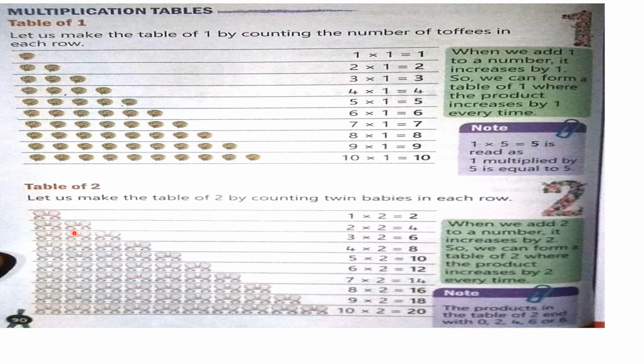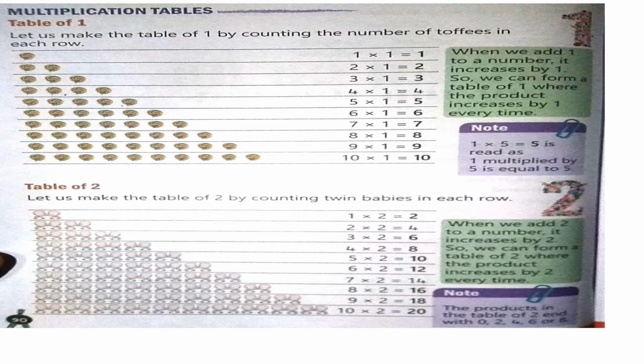Here 2 pairs, that means 1 2 3 4. So 2 times 2 is equal to 4. 3 times 2 is equal to 6. 4 times 2 is equal to 8. So in this way we can form the multiplication table of 2.